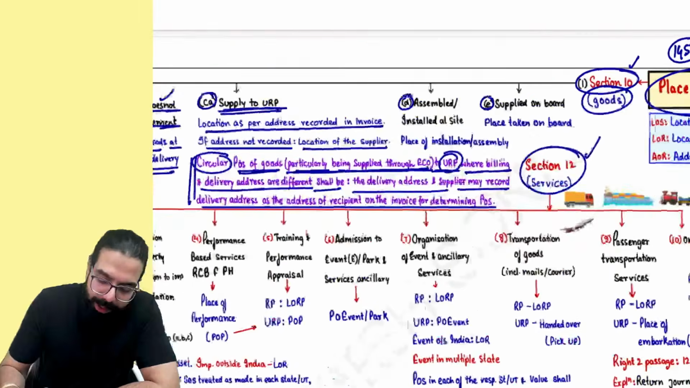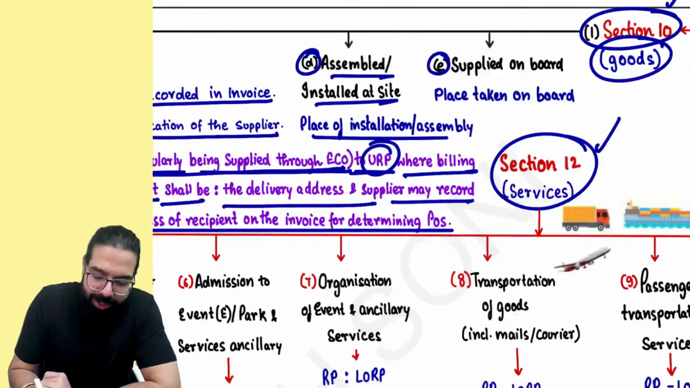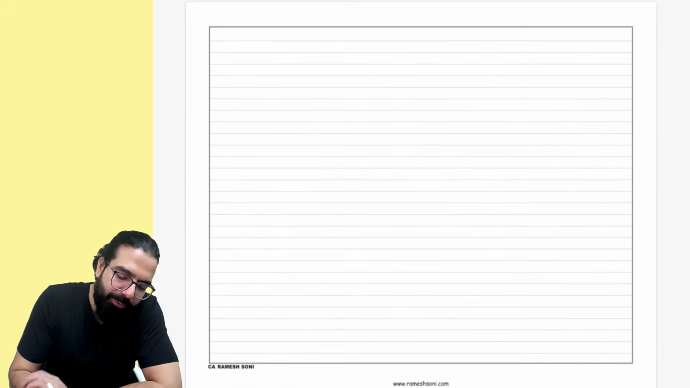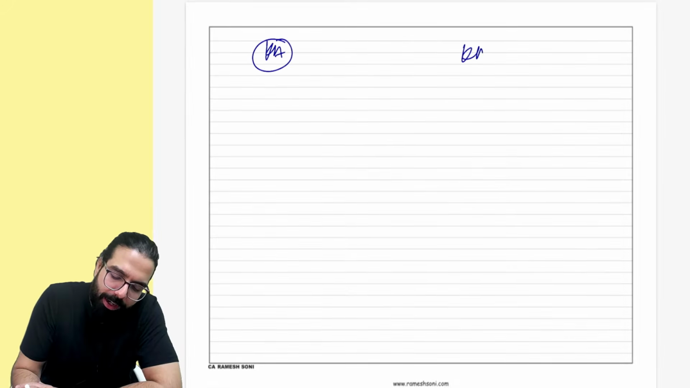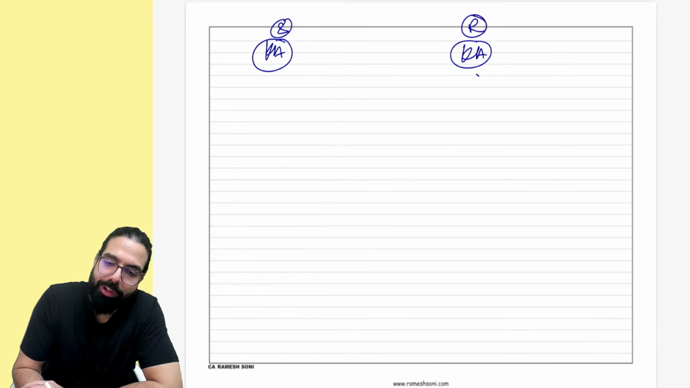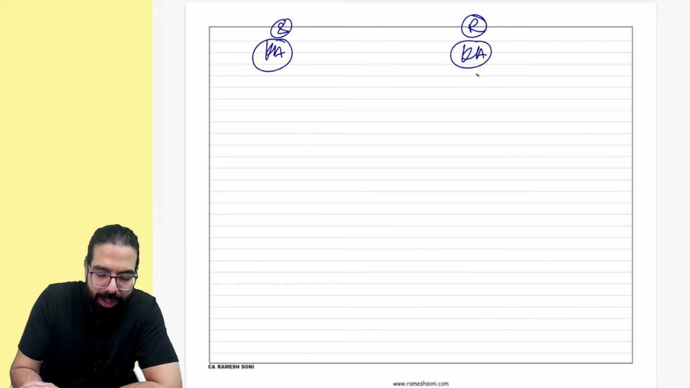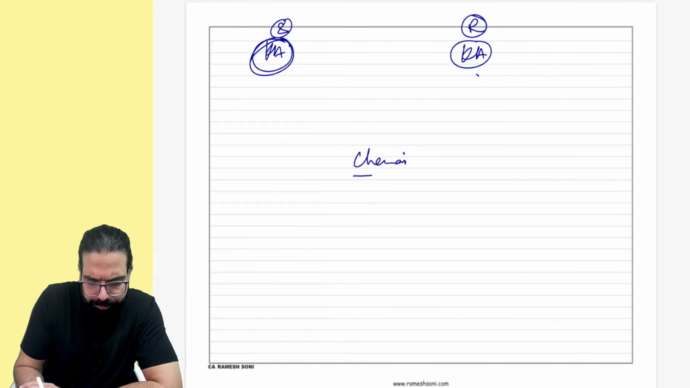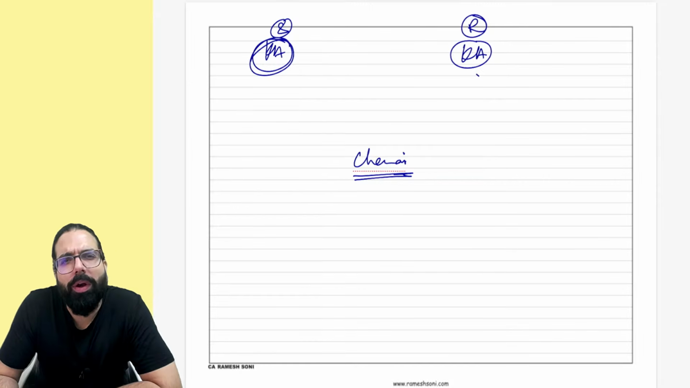The next one over here is goods assembled or installed at site. For example, I told one person, I want one machine. One supplier is there in the state of Karnataka, and I am also in Karnataka. The supplier is in Karnataka, the recipient is in Karnataka. I told him, can you install one machine or one AC in my home or in my factory? Suppose I told this supplier, I want one machine to be installed in my factory in Chennai. What is the place of supply?